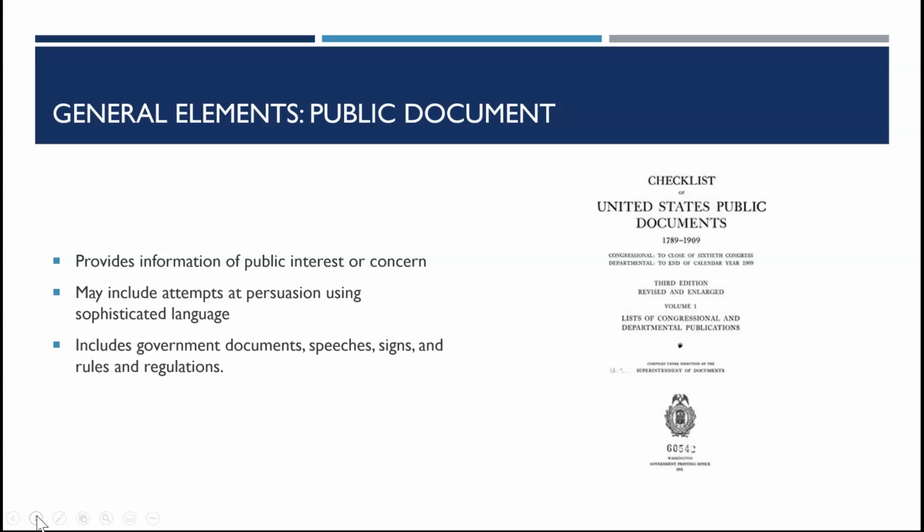Talking about public documents, what are some general elements? Well, they provide information of public interest or concern. They may include attempts at persuasion using sophisticated language. And they include government documents, speeches, signs, and rules and regulations.